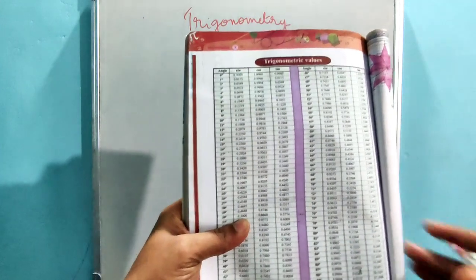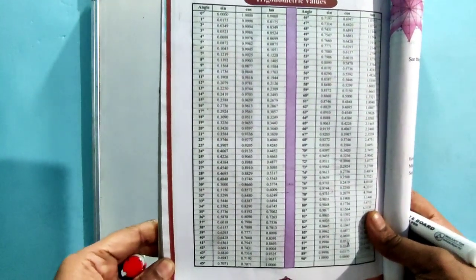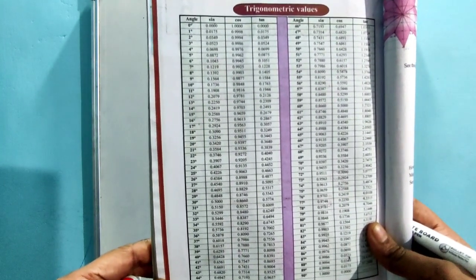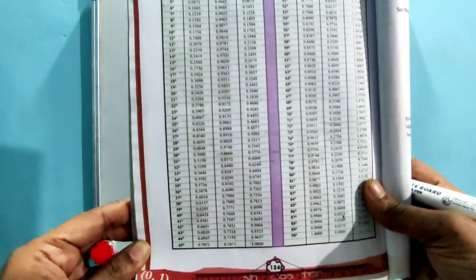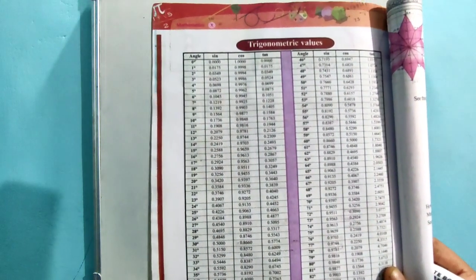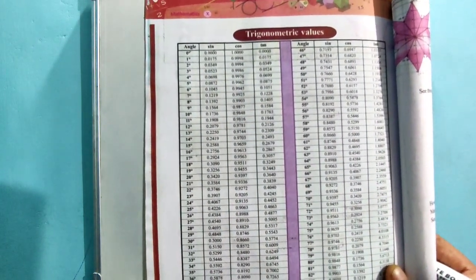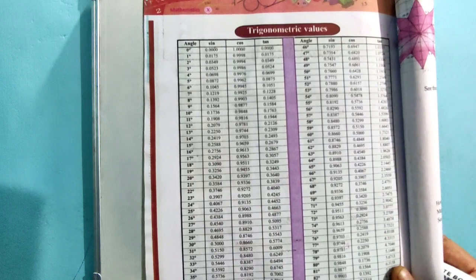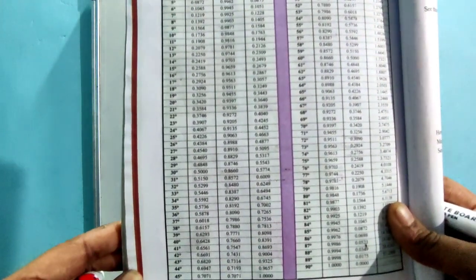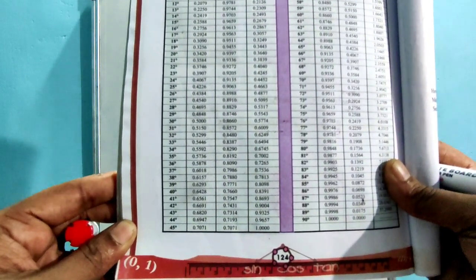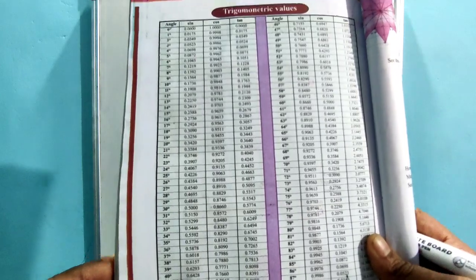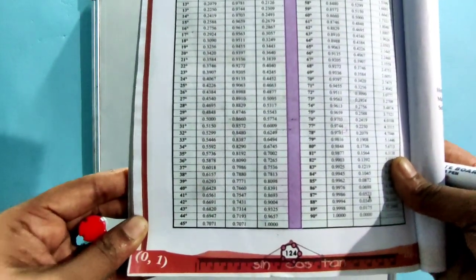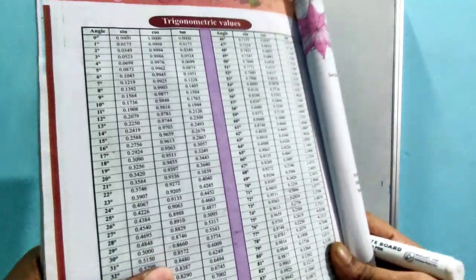Say children, here you can see a table. These are given the trigonometric values, trigonometric values from 0 to 90. That is the sine value, cos value and tan value from 0, 1, 2, 3, etc. up to 90. So that is on page number 124, and for the coming problems we need this table.